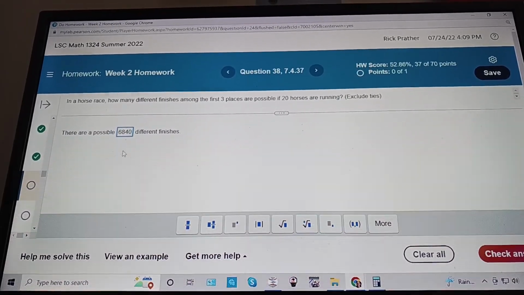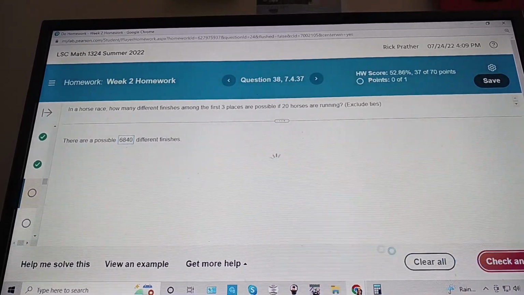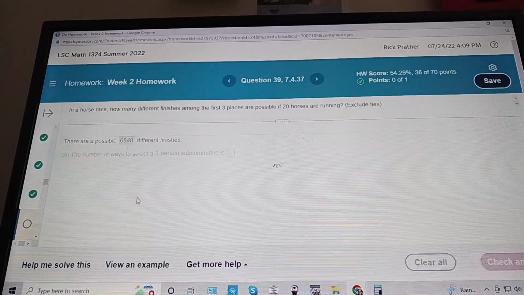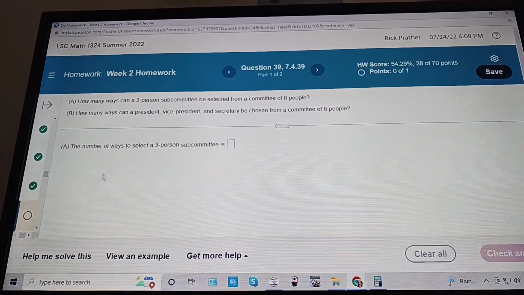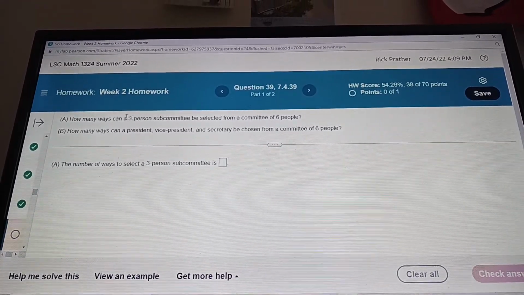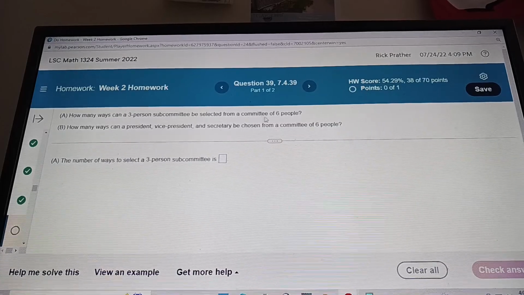And it doesn't even say integer or not an integer now. These answers are always integers, so I don't even know why they were given that as an option before. How many ways can a 3-person subcommittee, so pick 3 people, out of 6?